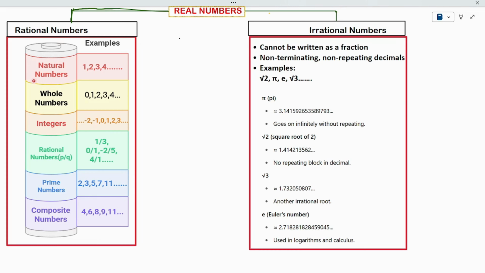So, I can say all the natural numbers are whole numbers. Why? Because all the natural numbers are included in whole numbers. All the whole numbers are integers. Why? Because all the whole numbers are included in the integers. So, all the natural numbers are integers, and all the whole numbers are integers.